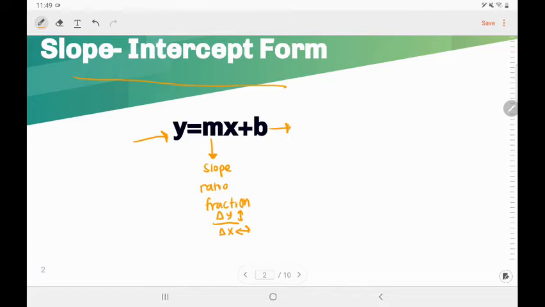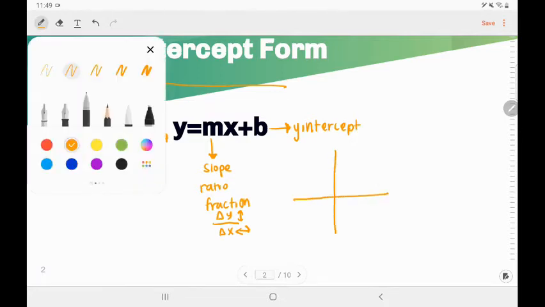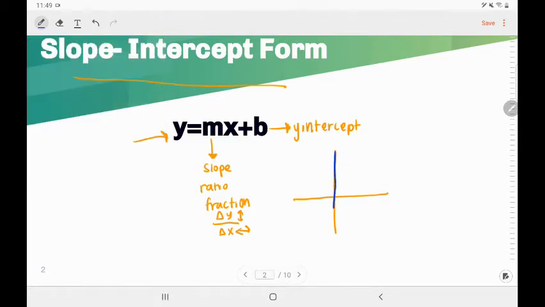B will represent my y-intercept. On a graph, your y-intercept can be found on the y-axis. So when I change my y-intercept, if I write plus 2, I'm going to move up my y-axis 2. If it says minus 3, I would, from the center, move down 3. Now if you're a little confused, okay, continue watching, and we're going to put all of this together.